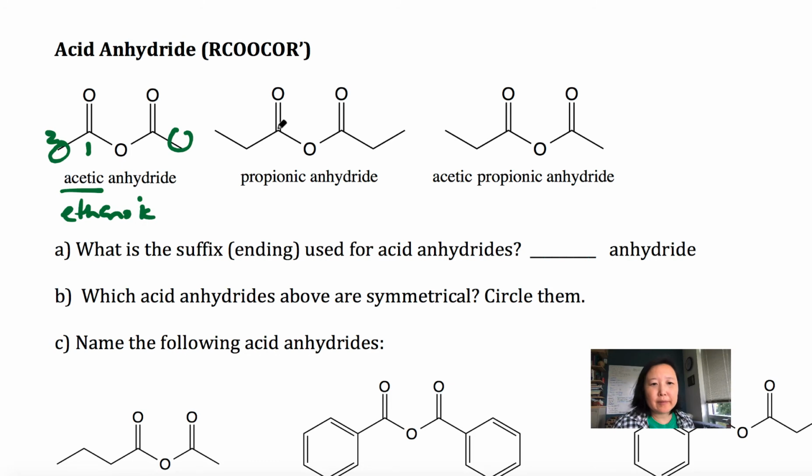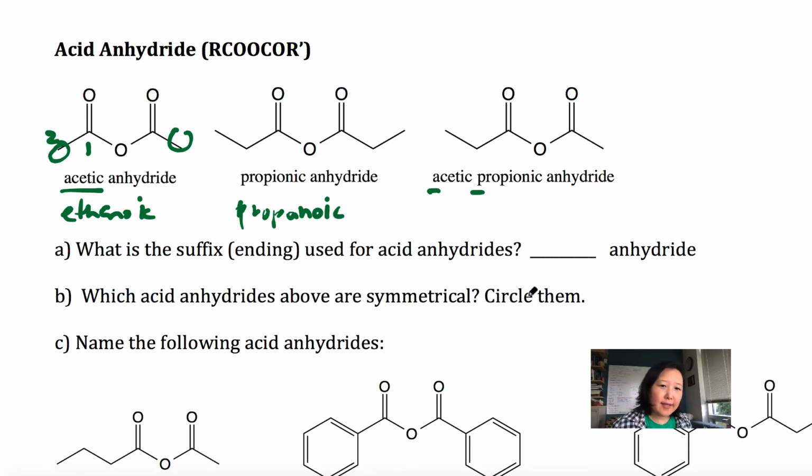Propionic anhydride, okay, or propanoic is also fine. Propionic or propanoic. Acetic and propionic acid anhydride, okay? So these, you have to name one and the other, and it's alphabetical.